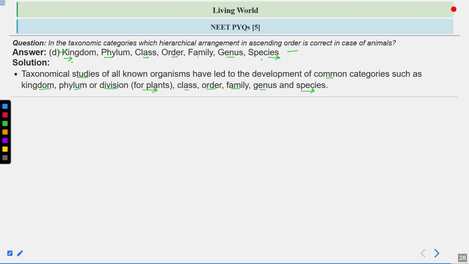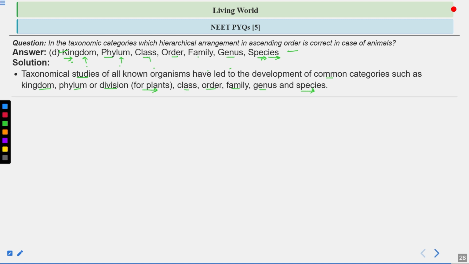These are rankings. Kingdom is a taxon, and so are phylum, class, order, family, genus. These are all taxonomic categories, various groups, also known as taxa. Each one is a taxon, and a taxon represents a particular rank. Species is at the lowest rank and kingdom is at the highest rank. Above kingdom you have domain also, but we are not talking about the domain here.